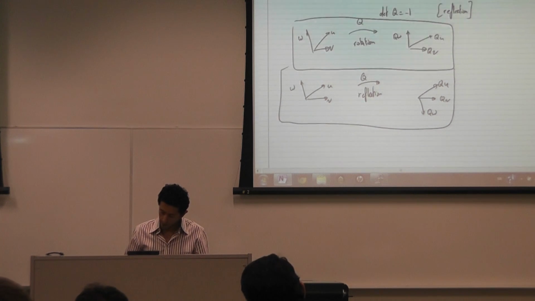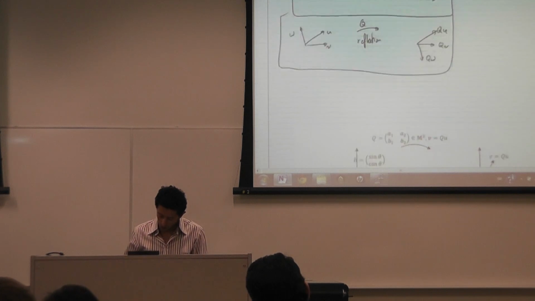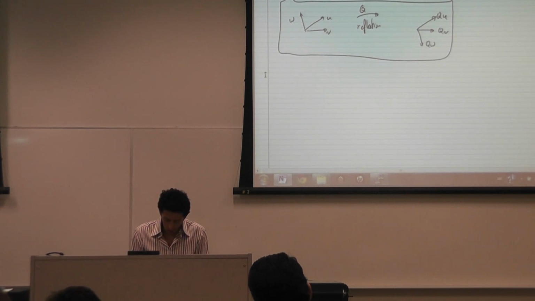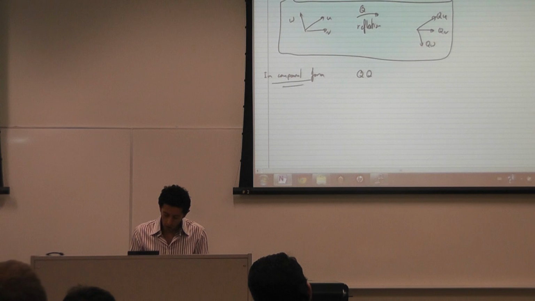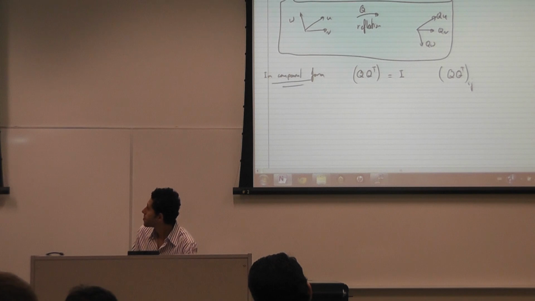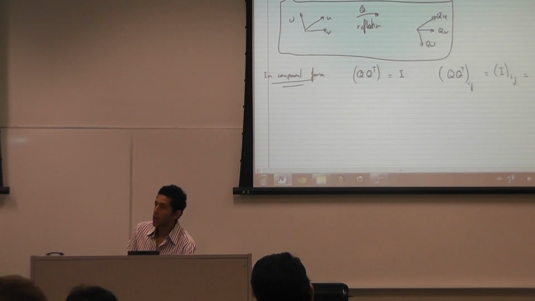In component form, Q transpose Q is equal to the matrix I. In component form, Q transpose Q has entries ij equal to the component form of I. Now we said the component form of this is delta ij, the Kronecker delta, which when i is equal to j gives me 1, when i is not equal to j gives me 0.